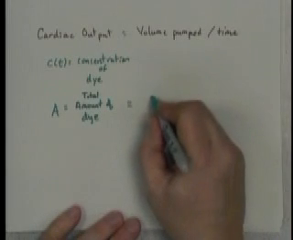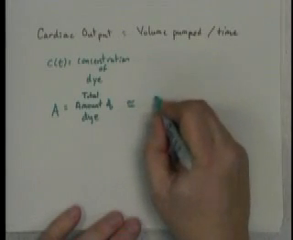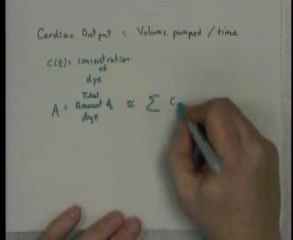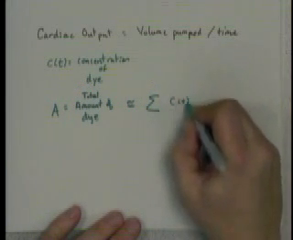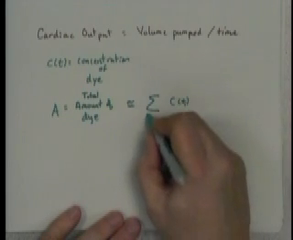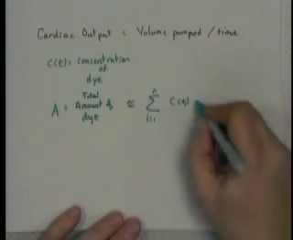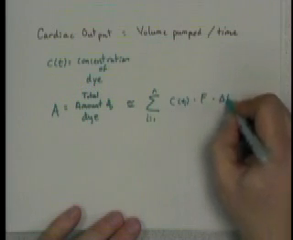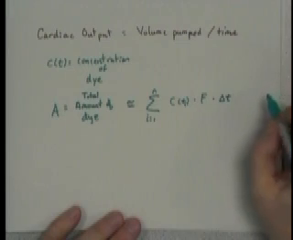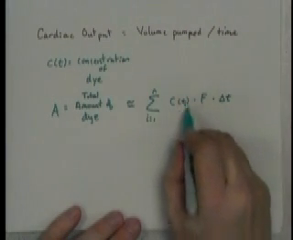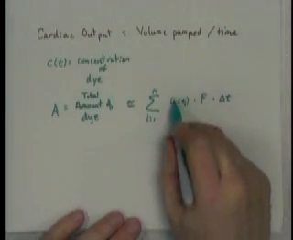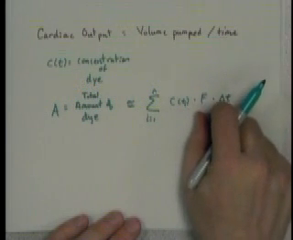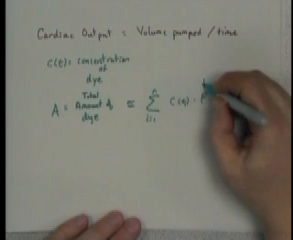A should then equal approximately the summation of my concentration times the flow rate times the delta T. So this is a concentration at any one time. I'm going to multiply it by small time intervals and times the flow rate, which again, we're assuming is constant.